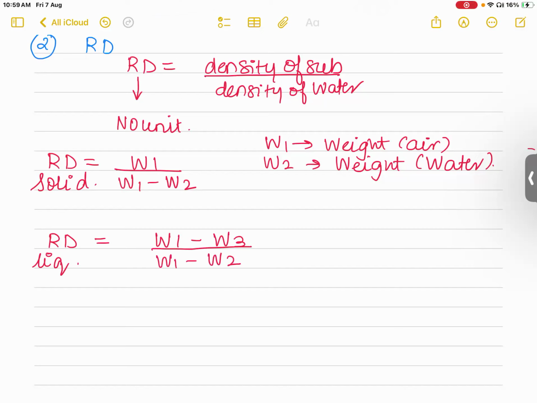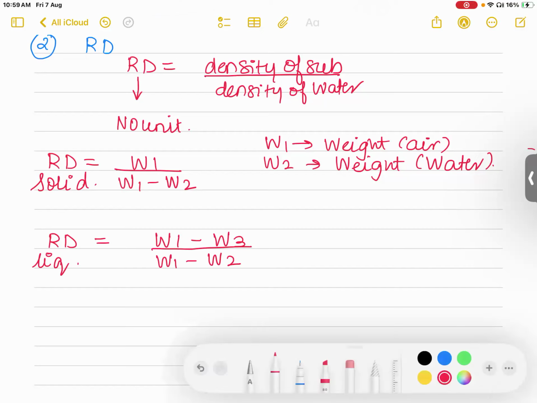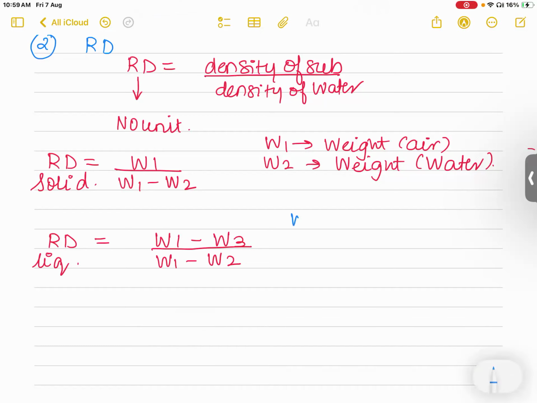We already know, students, what W1 is. We already know what W2 is. W3 is something which is introduced. W3 is the weight of the substance in a specific liquid. They will give us in the question that the weight of the substance in so-and-so liquid is this, so you will denote it by W3.